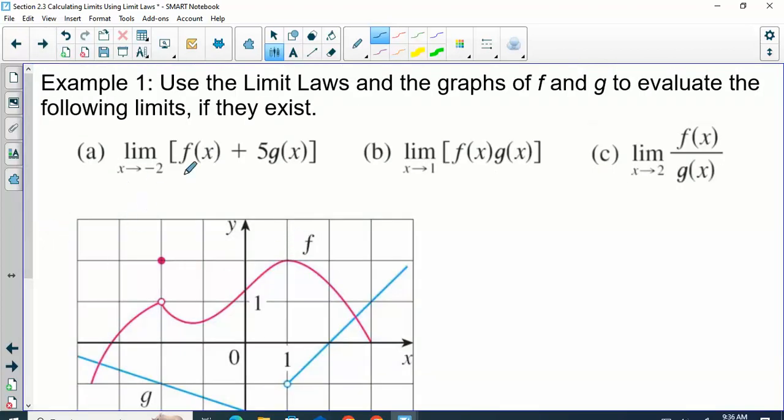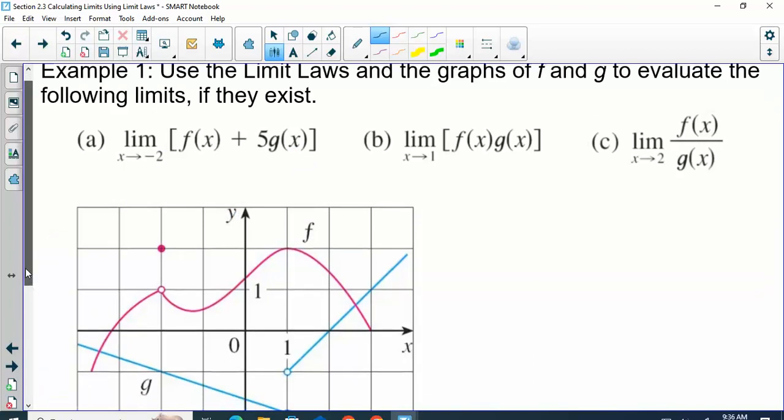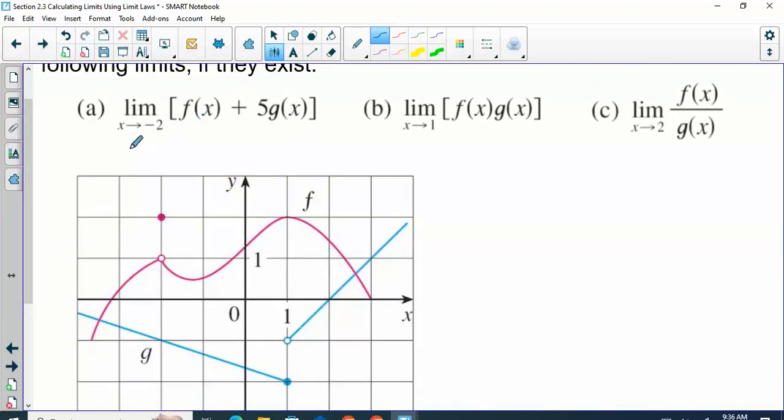So we're going to evaluate these limits. If I had given you at the beginning of class the limit as x approaches negative 2 of f of x plus 5g of x, you would have had no clue how to begin that, because we've only done the limit from a single function on the graph. But our limit laws tell us we could rewrite this. We can do the limit as x approaches negative 2 of f of x plus, what could I do with the 5? So plus 5 times the limit as x approaches negative 2 of g of x.